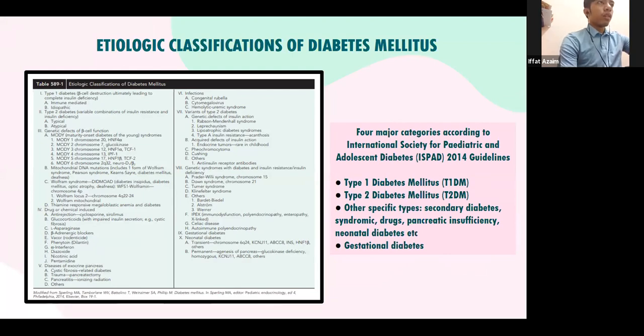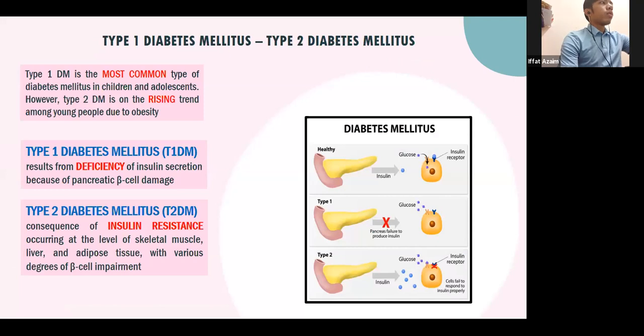The first one is diabetes mellitus type 1, diabetes mellitus type 2, other specific types, secondary to diabetes syndrome due to drugs. And the last one is gestational diabetes. So in this topic, what we are referring to is the top two. So the first one, type 1 diabetes mellitus, is a condition where the diabetes results from the deficiency of insulin secretion due to pancreatic beta cell damage. This damage will cause low or no insulin to be released into the blood. As for type 2, it is the consequence of insulin resistance, meaning that the insulin cannot exhibit its function towards the cell, as the cell cannot respond to the insulin properly.